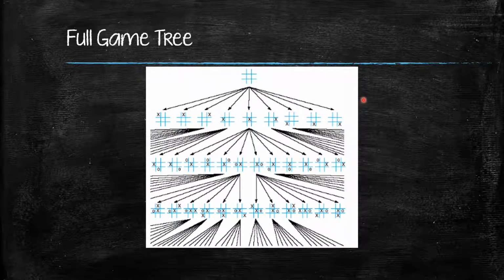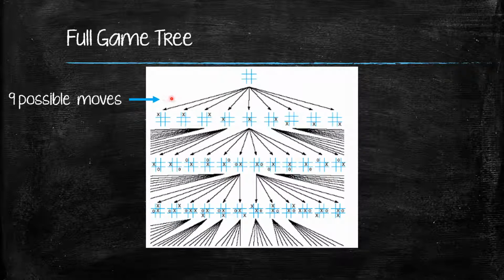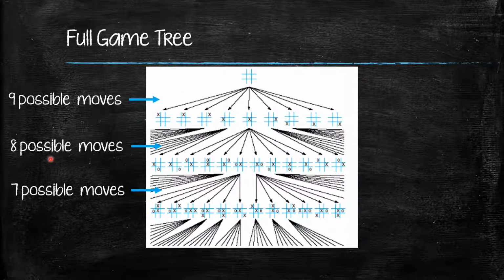Tic-tac-toe is a very simple game, but as you can see here, the game tree gets really big really quickly. On the first move, X is always the first to move in tic-tac-toe. X has 9 possible moves. So there's 9 branches off of the start state. Here they all are. The next move is for O. From each one of these states, O has 8 possible moves. So from each node on this tree at this level, there are 8 branches. Then there are 7 possible moves for X after that on each one of these. And you can see that this is going to get really big really fast.